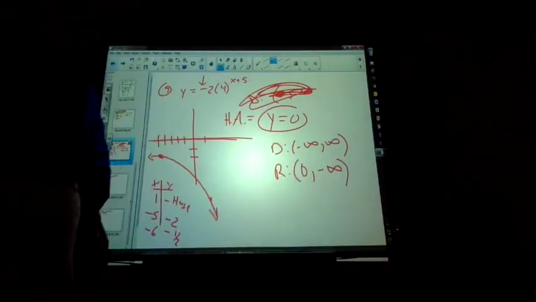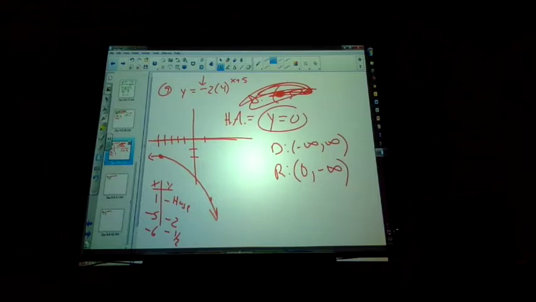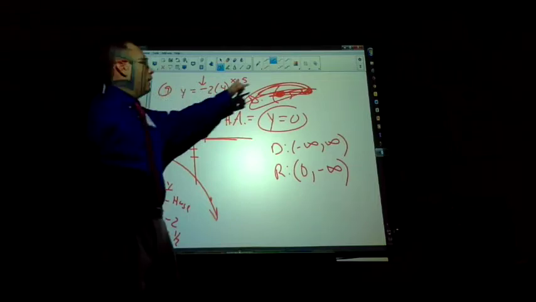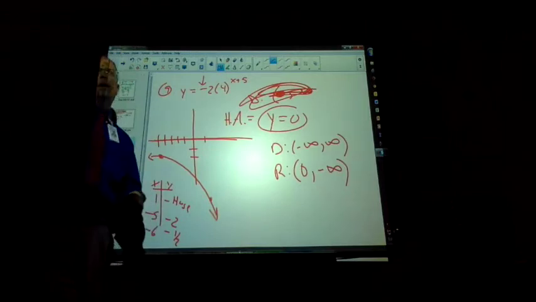What's going to change the horizontal asymptote on these? What do I have to do to the function to change the horizontal asymptote? So I'm going to say that a horizontal asymptote is going to be 0 for the most part. Yeah? So like add here, outside? Yeah, absolutely.